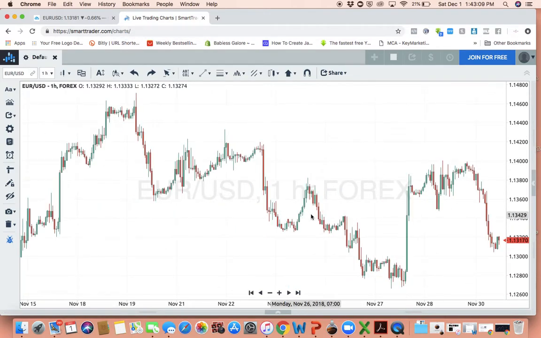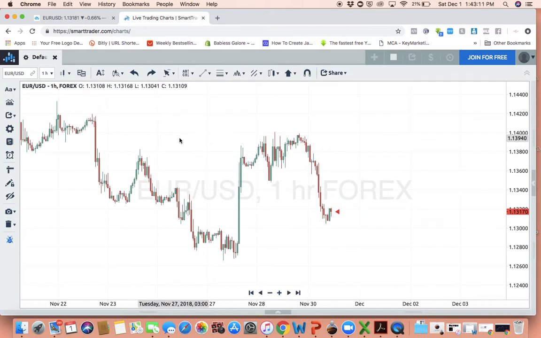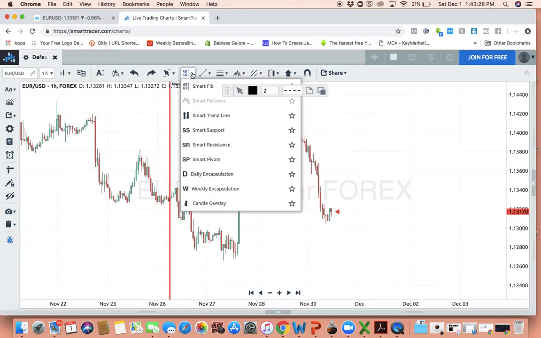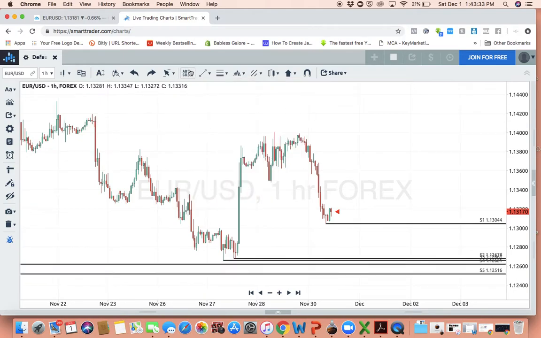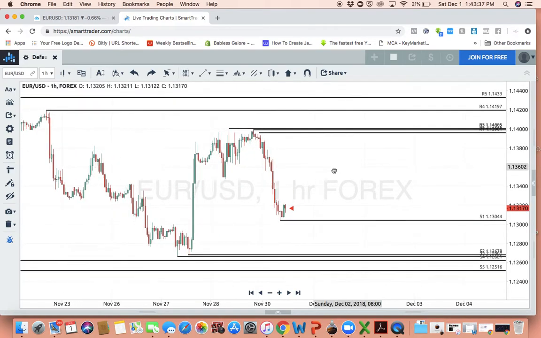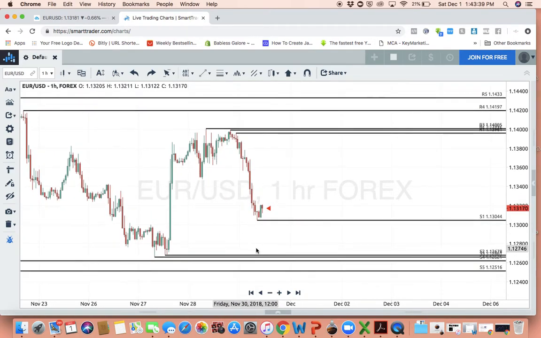Last time I went over a session with you all, I wasn't able to pull up Smart Trader, but it works today. So the way that you'll be able to get your support and resistance zones is by typing in smarttrader.com and pulling up your chart. I'm looking at Euro USD, and right here, ABCD, you're going to see smart support, and click it again, and smart resistance. Right here, it'll give you your support and your resistance.